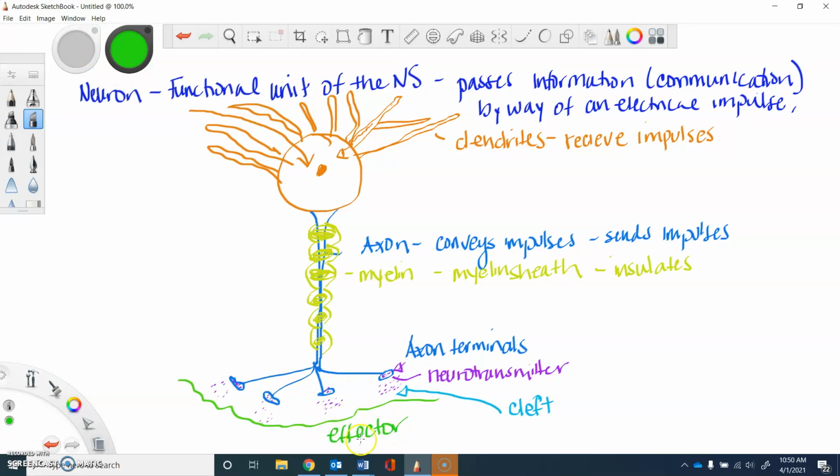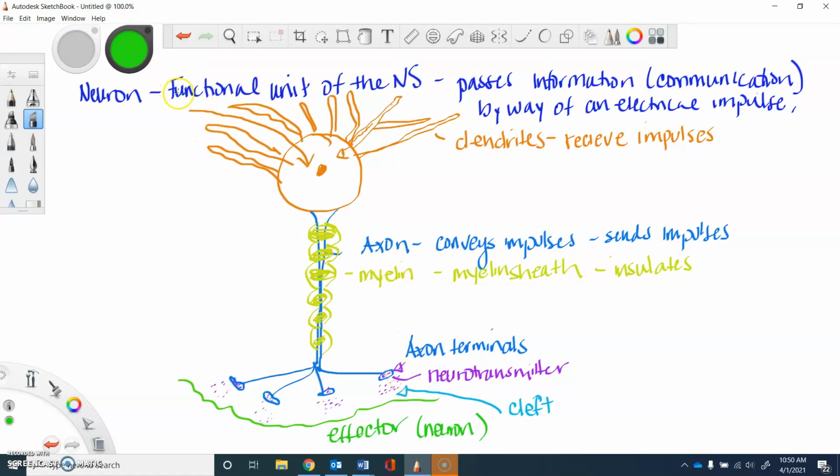To send its message. And the effector could be anything. It could be, you know, muscle or a gland or whatever. It could also be another neuron. And we'll see how neurons pass information or impulses from neuron to neuron. So that is what the neuron looks like. That's the anatomy of the neuron.